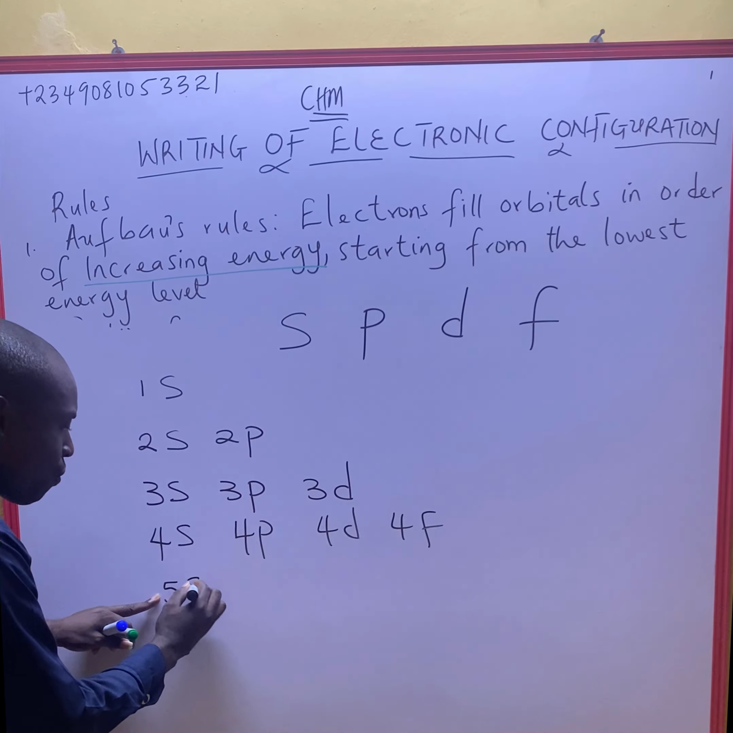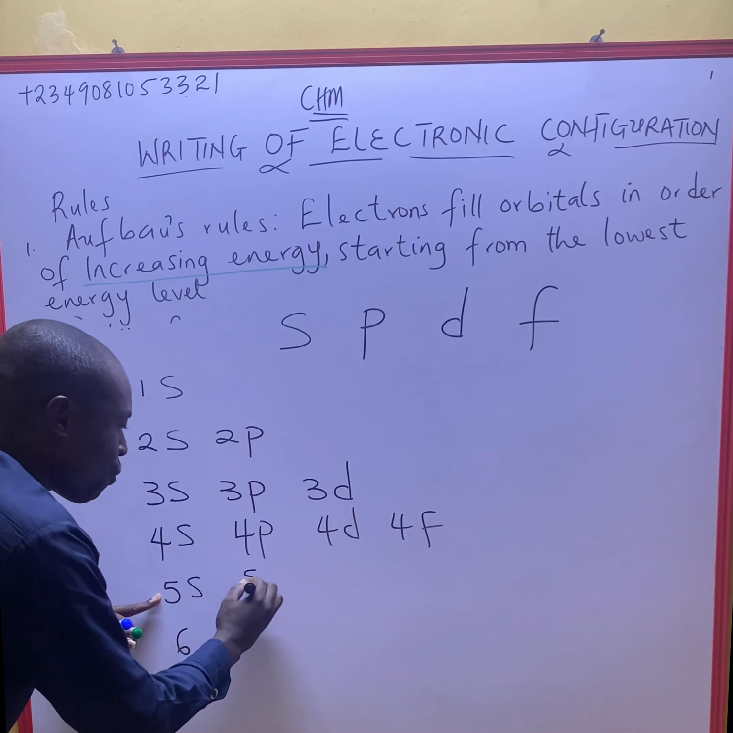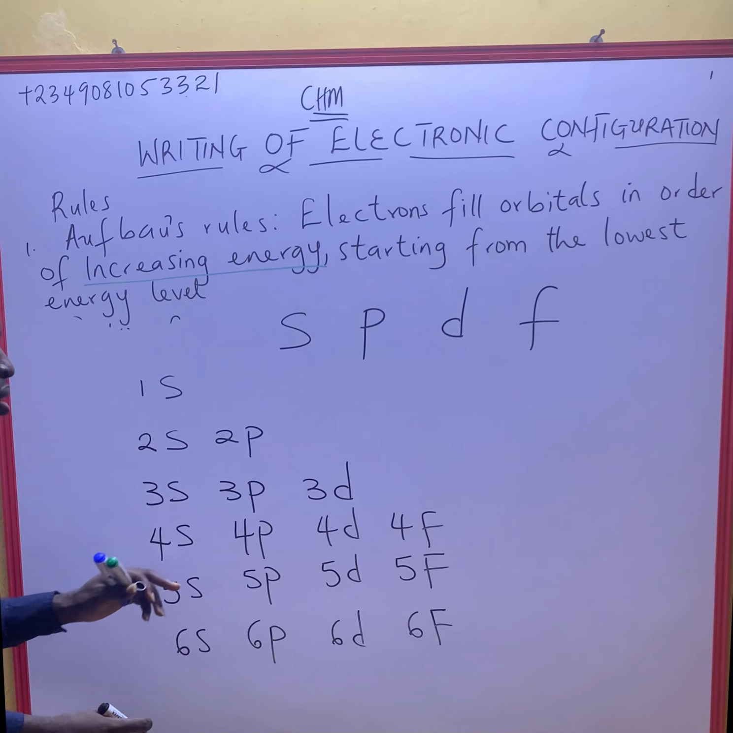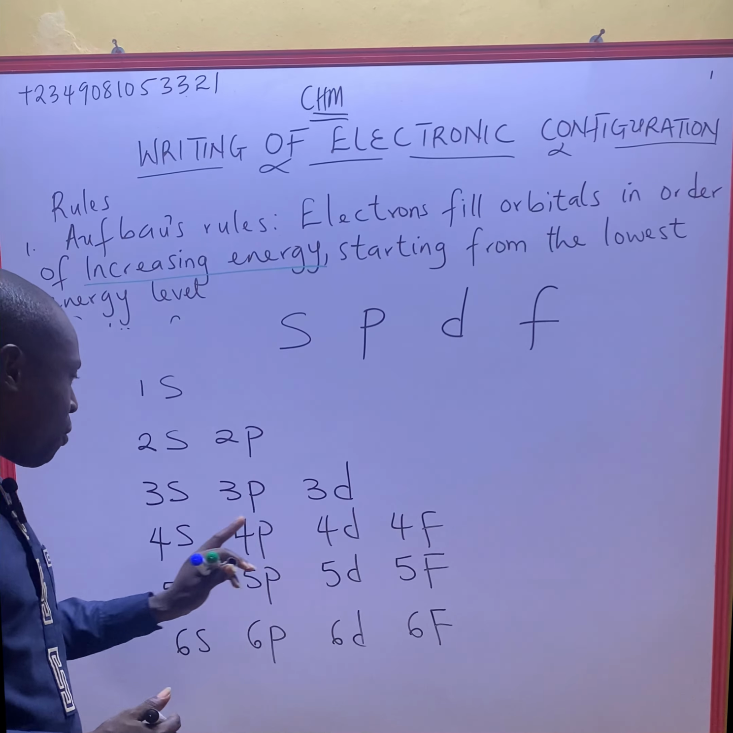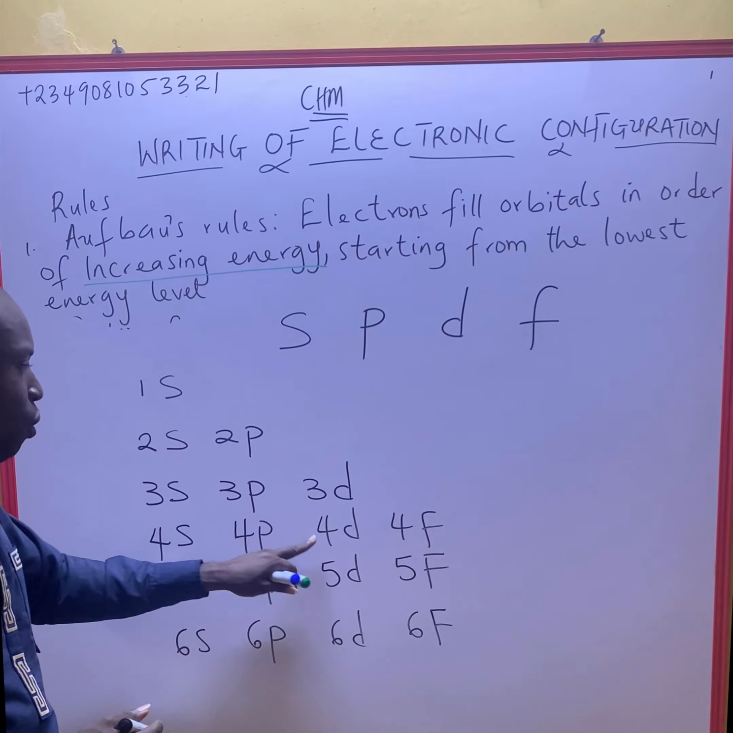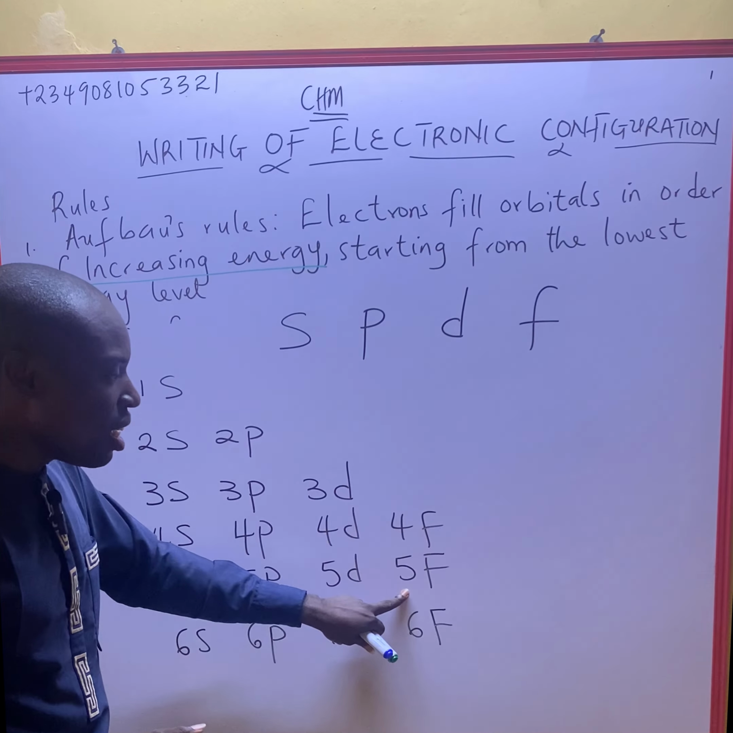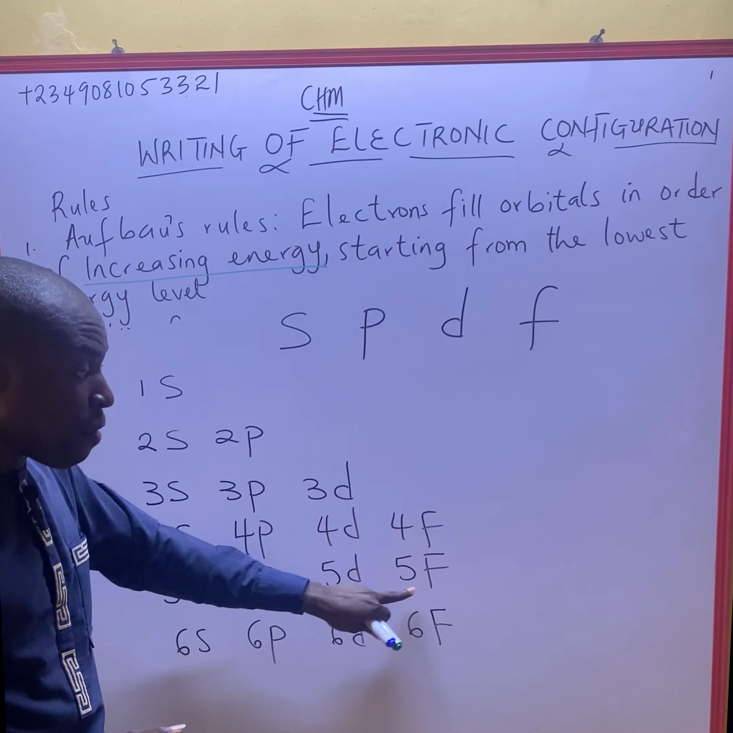For 5, 5s, 5p, 5d, 5f. For 6, it will be 6s, 6p, 6d, 6f. We can also have, from where we have 3d, 4s, 4p, 4d, 4f. For 5, it can be 5s, 5p, 5d, 5f, 5g.